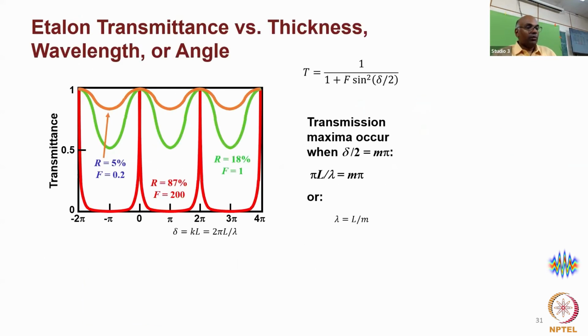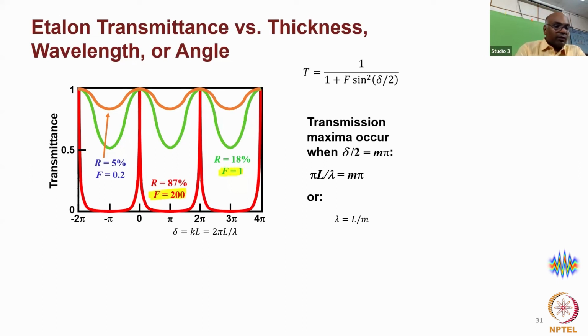Okay, so let's plot T as a function of delta. Since F for a given etalon or Fabry-Perot is a constant because R is fixed. Okay, so now we are plotting the transmittance for three different values of F. The first value is F equal to 200.